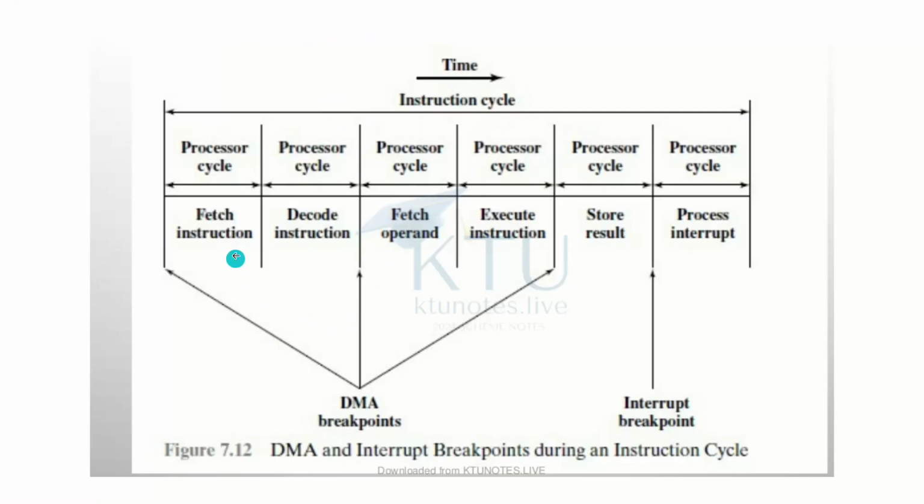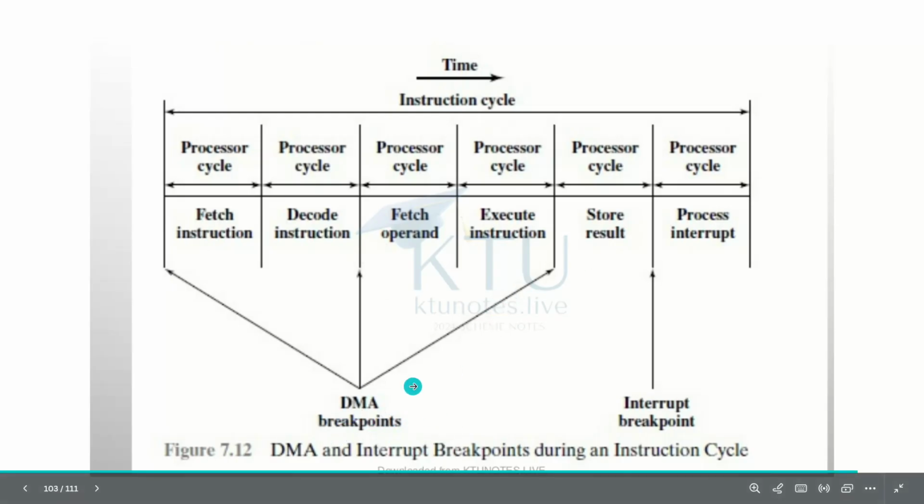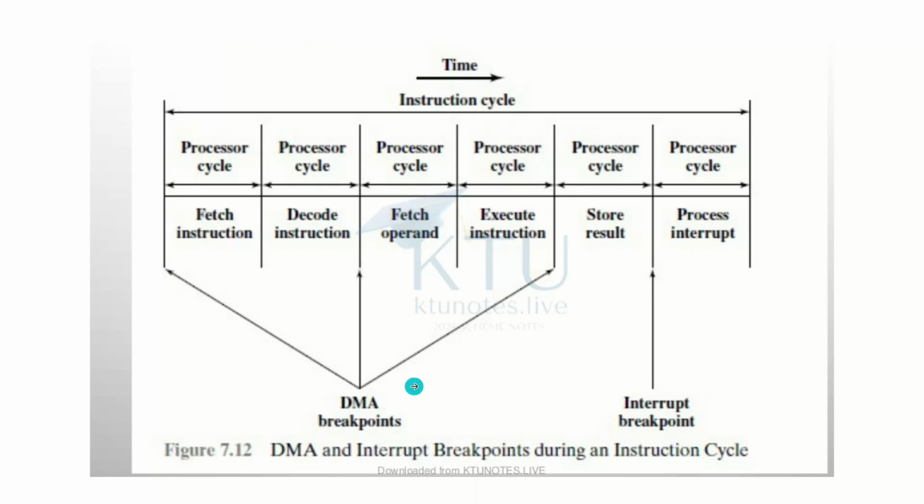Here the processor does one step in one processor cycle, fetch instruction, in another processor cycle decode, then executing, then store the result and process the interrupt. So DMA breakpoints can happen in the fetch, decoding and executing parts, right? These are DMA breakpoints. But in the case of an interrupt, the breakpoint happens after the store result. Then it will do the interrupt, then it will process the interrupt.